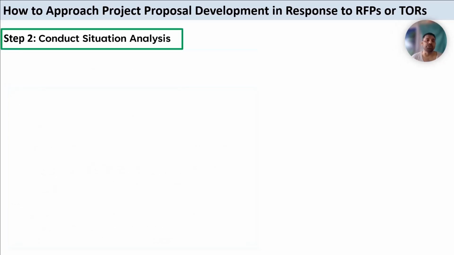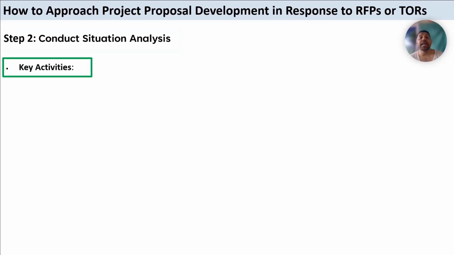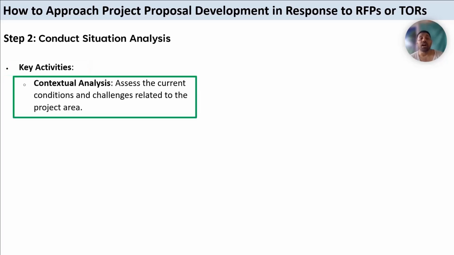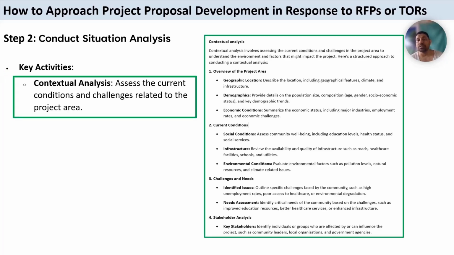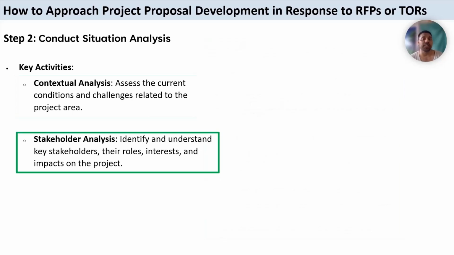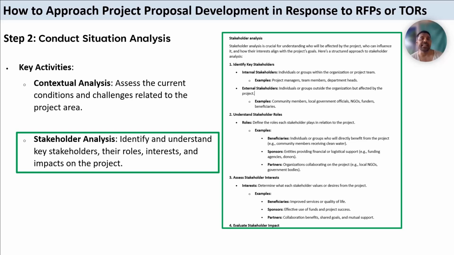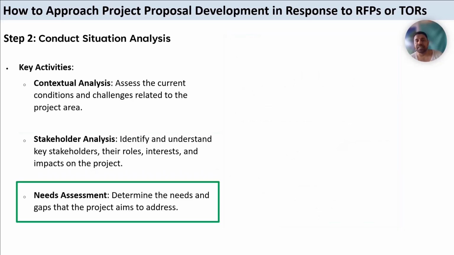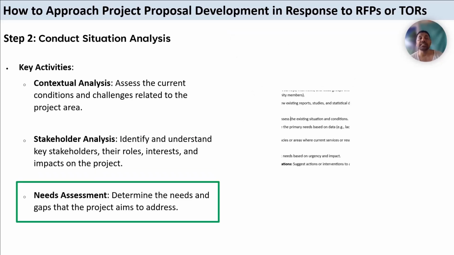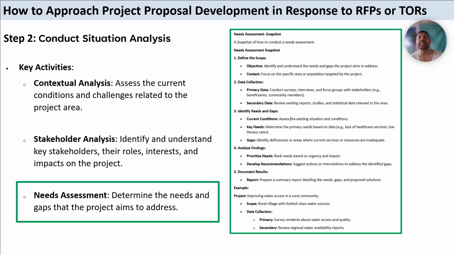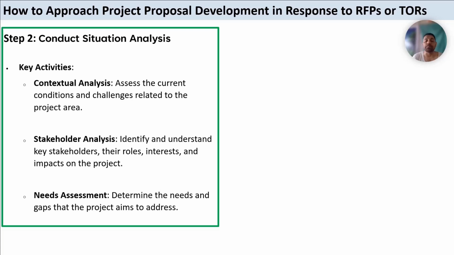In this step 2, the key activities that you will need to ensure are contextual analysis. We will need to assess the current condition and challenges related to the project area. Then stakeholder analysis. We will need to identify and understand key stakeholders, their roles, interests, and impact on the project. And then we will need to conduct a needs assessment to determine the needs and gaps that the project aims to address. These current situations will help you tailor your strategies and activities to the specific needs of the project.